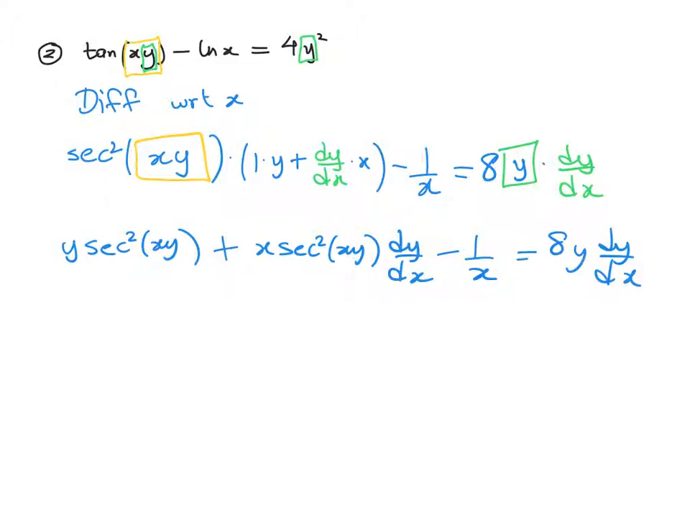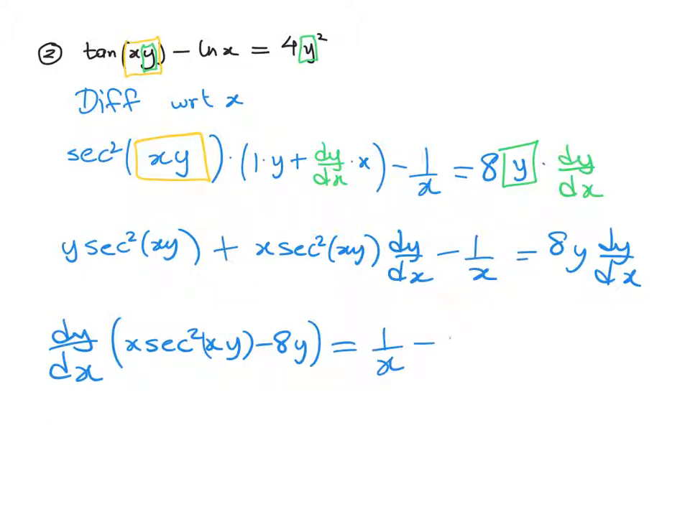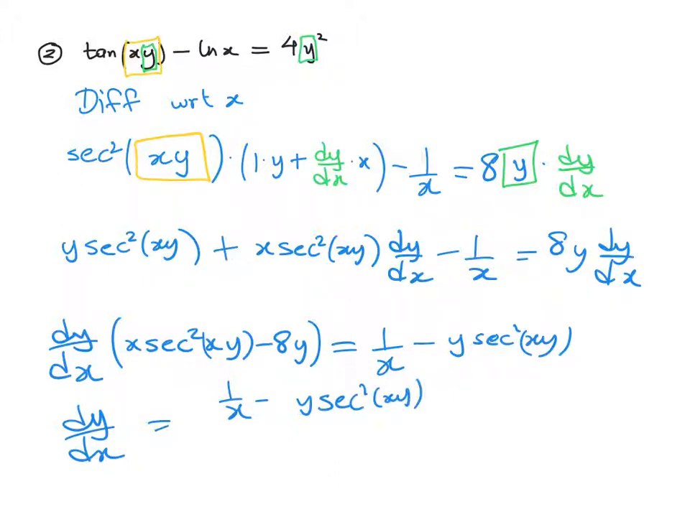And now I'm going to put all the dy/dx terms on one side. It doesn't really matter which, so this time I'm going to go to the left. So I'm going to factor out dy/dx while I'm doing it. Again, when I'm doing it for students, I usually don't do this until later. x secant squared xy minus 8y equals 1 over x minus y secant squared xy. And then I divide both sides to get dy/dx equals 1 over x minus y secant squared xy over x secant squared xy minus 8y, and I've isolated dy/dx.